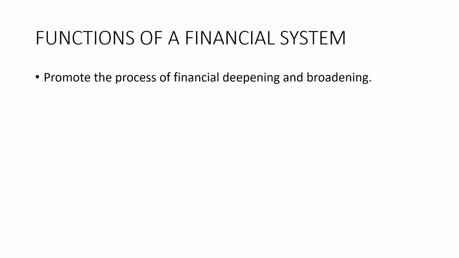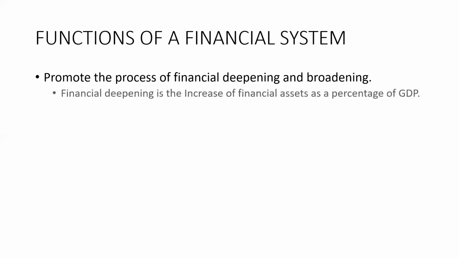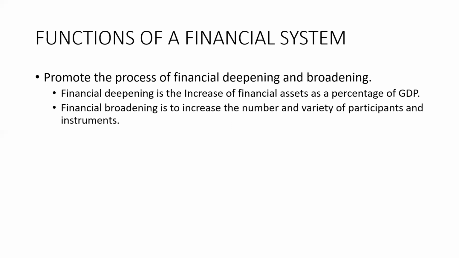The financial system promotes the process of financial deepening and broadening. Financial deepening is the increase of financial assets as a percentage of GDP. It is an important measure of financial system development, while financial broadening is to increase the number and variety of participants and instruments. The financial system helps to promote the process of financial deepening and broadening.